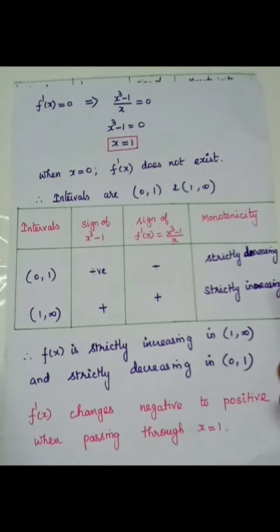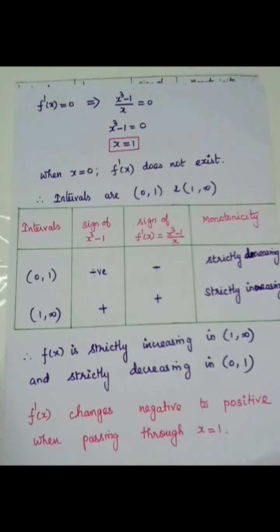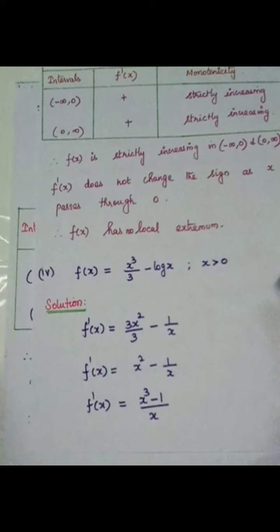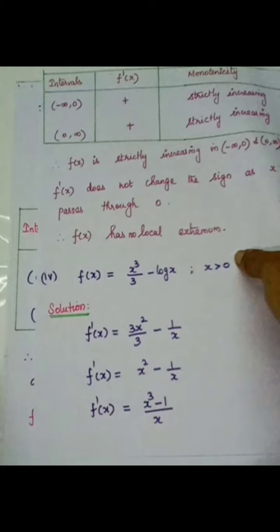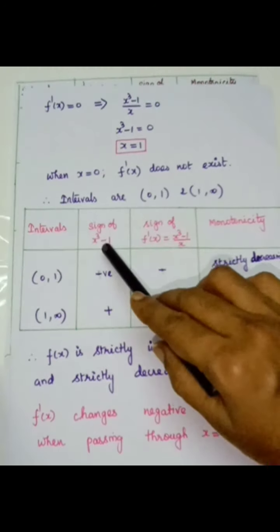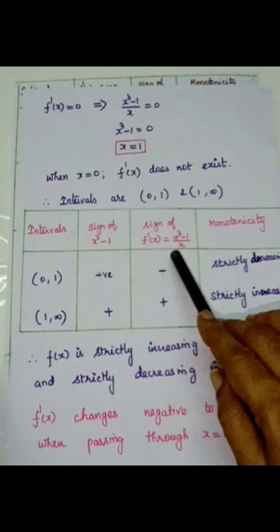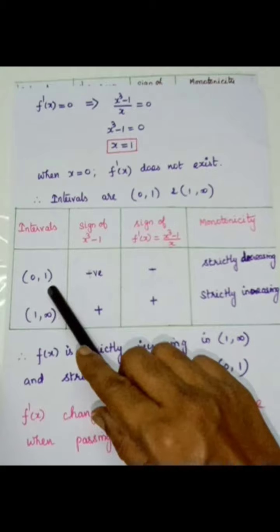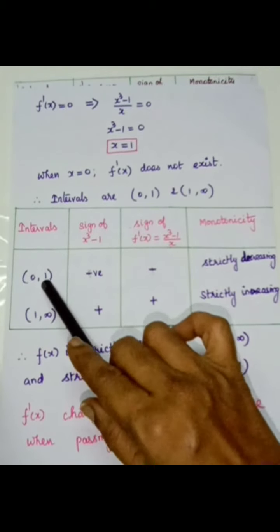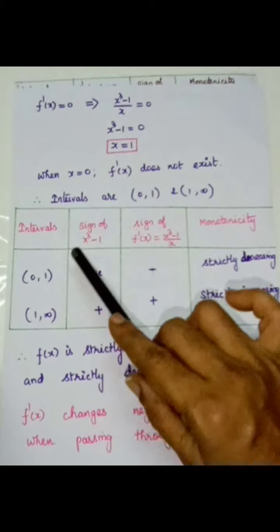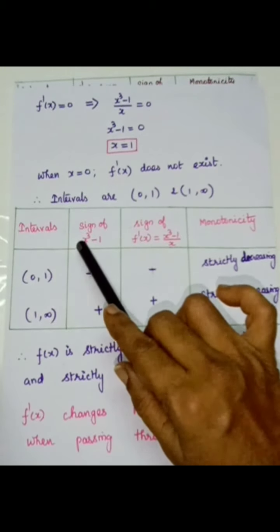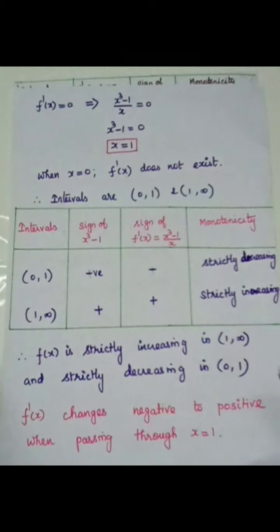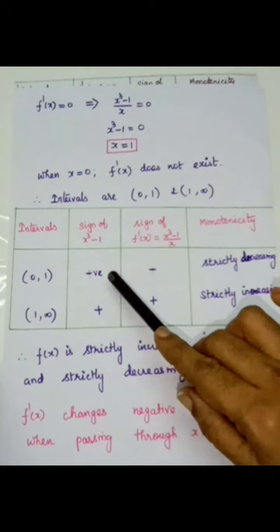You see that your f dash of x has two terms, one is x cube minus 1, another one is x. First I'll take the sign of x cube minus 1, then the sign of the whole term f dash of x. Now, first interval 0 to 1. What point can we consider? We'll go for positive values only. So I'll take half the whole cube, that is 1 by 8. 1 by 8 minus 1, what's the answer? It is minus 7 by 8. So it is negative.